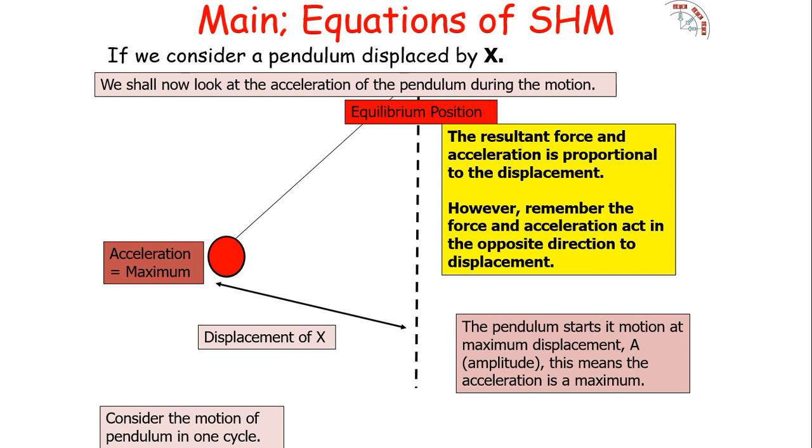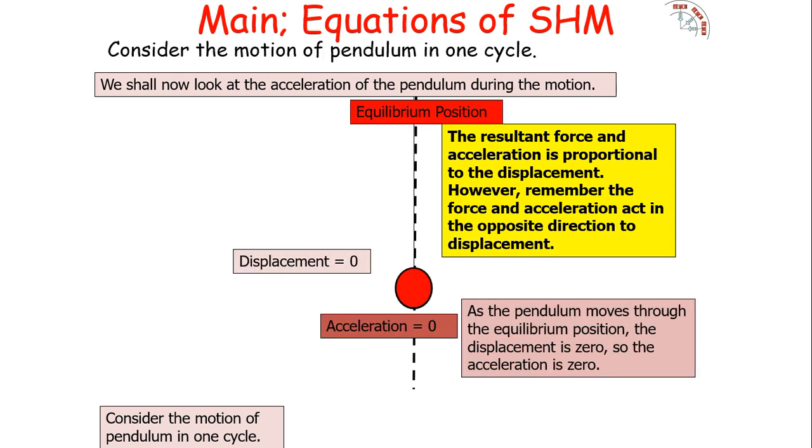Now let's just remember one key thing. Resultant force and acceleration are proportional to the displacement. But the force and the acceleration act in the opposite direction to the displacement. So here, because the displacement is a maximum, the acceleration is a maximum, but it's acting in the opposite direction to displacement. So whilst the displacement's acting to the left, the acceleration's acting to the right.